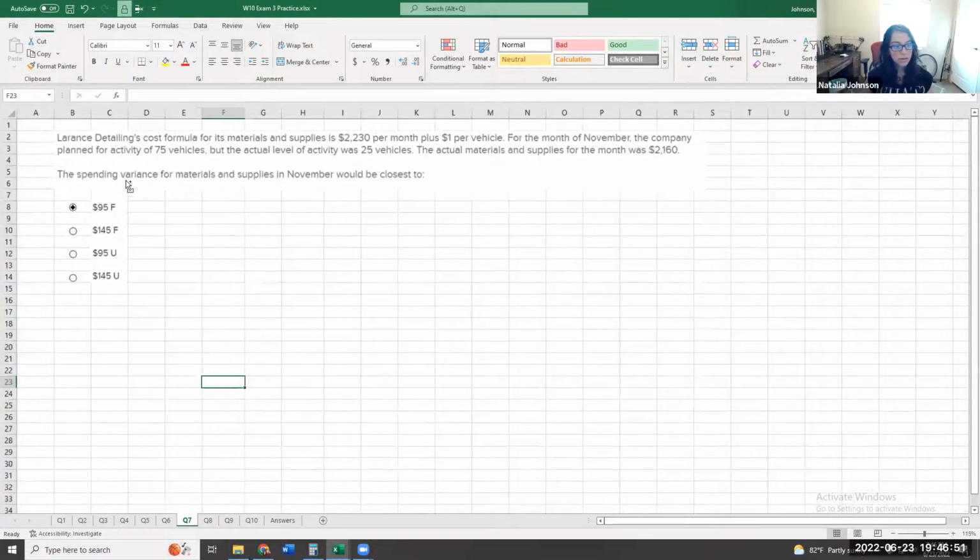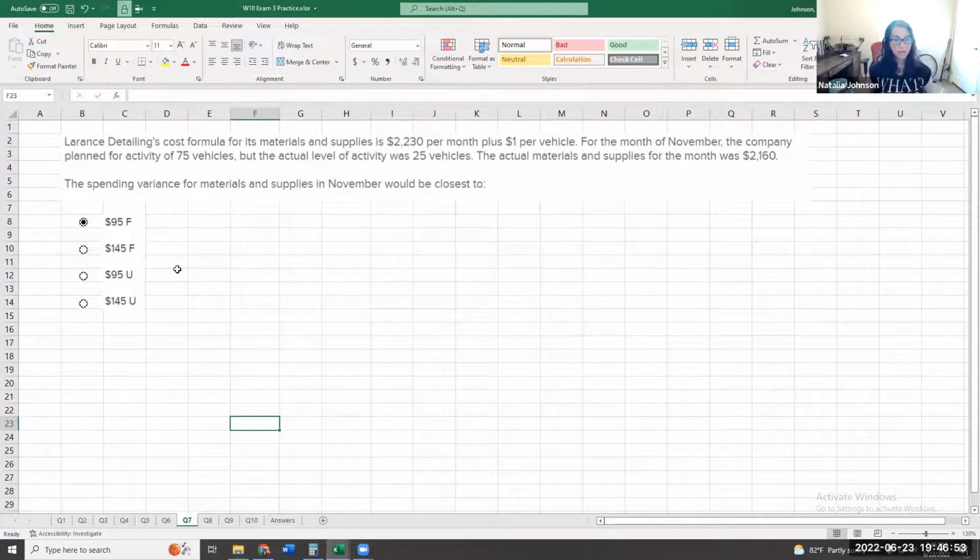Lawrence's cost formula for its materials and supplies is 2,230 per month, plus $1 per vehicle for the month of November. The company planned for activity of 75 vehicles, but the actual level of activity was 25 vehicles. The actual materials and supplies for the month was 2,060. The spending variance for materials and supplies in November will be closest to. Okay, so this is important.